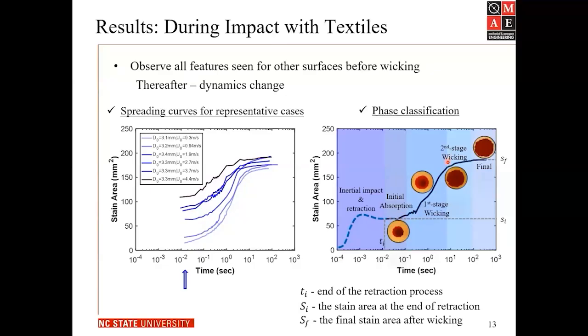But the first wicking period is very fast wicking. We call this first stage wicking, followed by a second stage wicking, which slows down, and finally reaches a constant area that does not really change with time. So this shows us the entire process for certain conditions, of course.